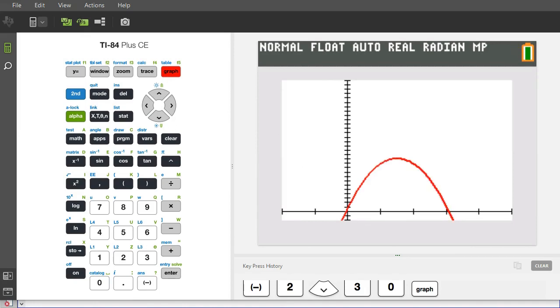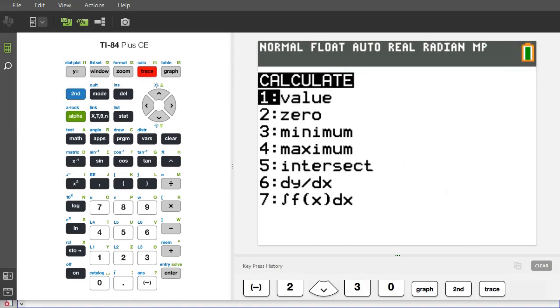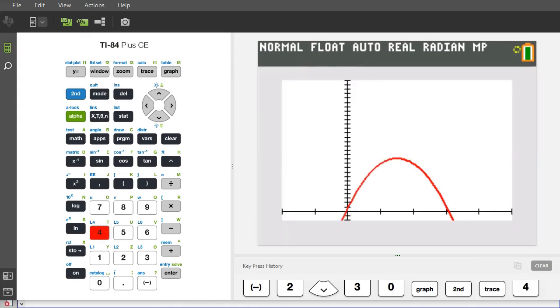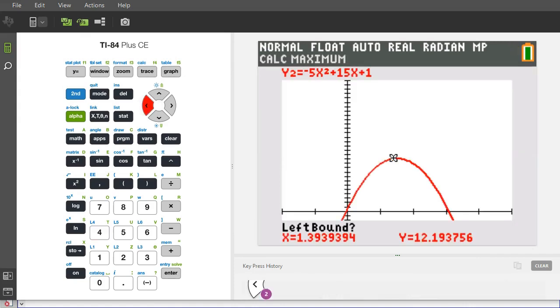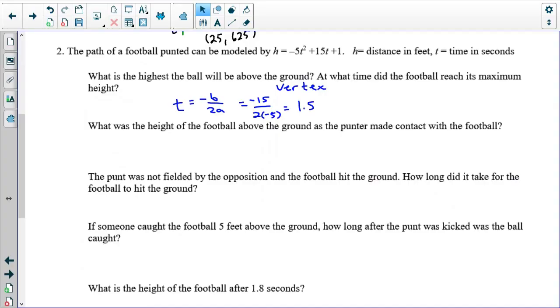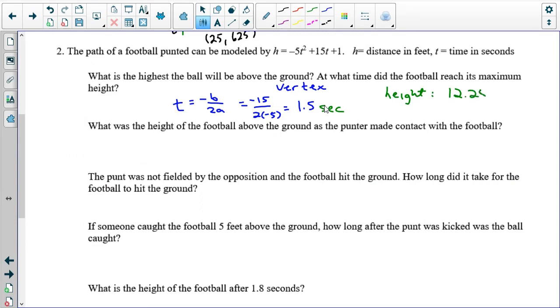Yeah, that's way too big. But in any case, I can still see the whole graph. So if I go second trace max, I can find what it is, and it's going to be at 1.5. Then my y value is 12.25. So if I substituted the value in, I would get 12.25. So the time is 1.5 seconds, and the height is 12.25 feet.